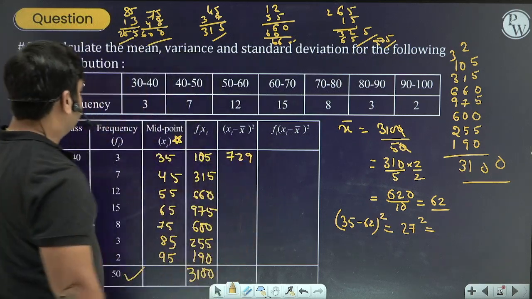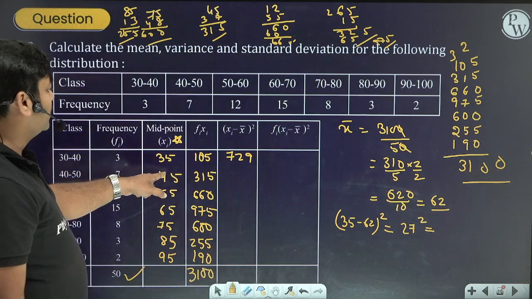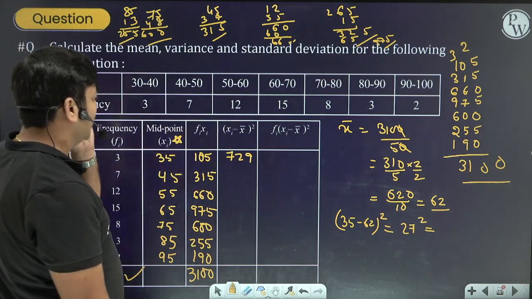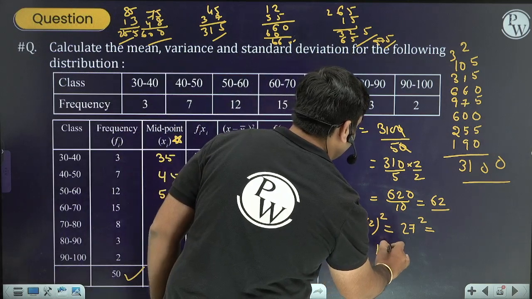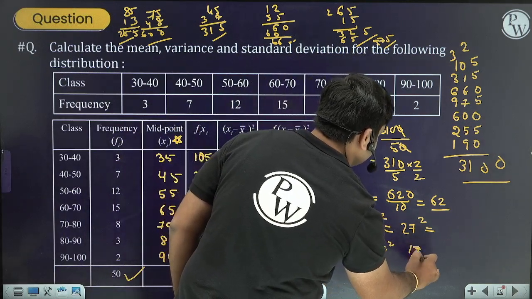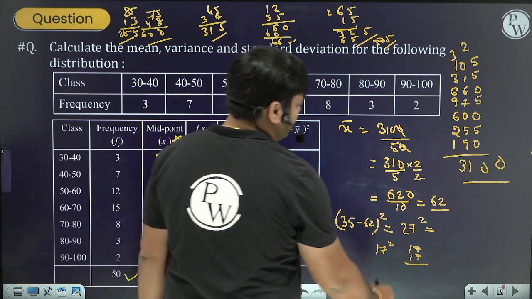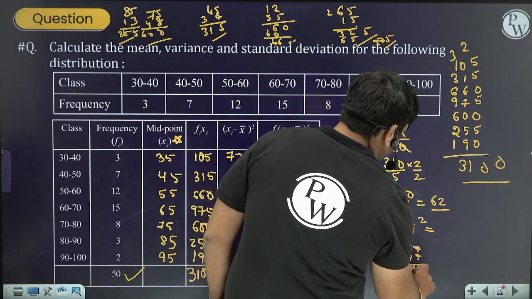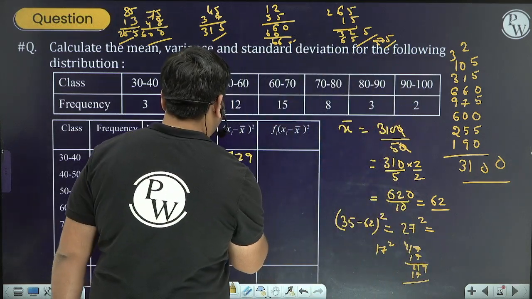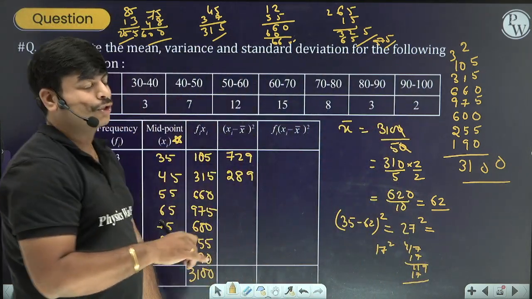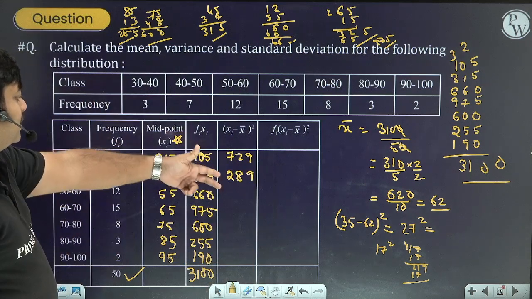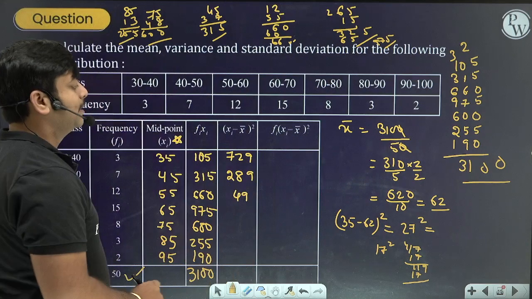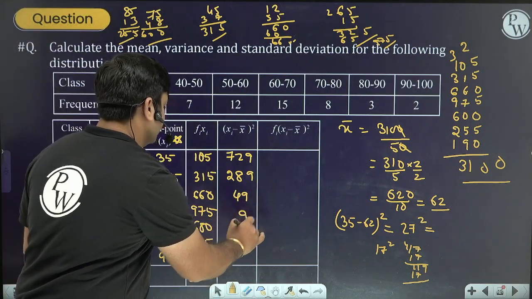Right. Next. 45 minus 62 becomes 17. 17 square. Can someone tell me what is 17 square? 289, I guess. Okay, let me see that. 7 7s are 49, 7 1s are 7, 49 plus 7, that becomes 289. I remember that. Okay. 55 minus 62 becomes 7. 7 square is 49. Okay. 65 minus 62 is 3. 3 square is 9. Good.